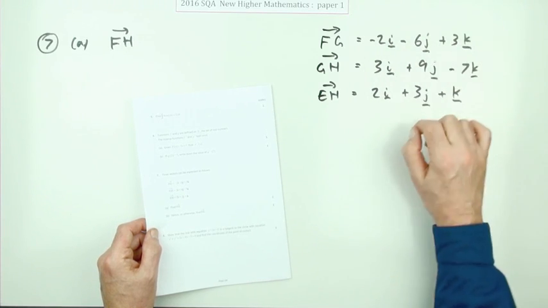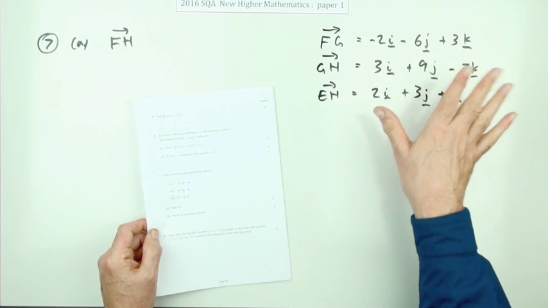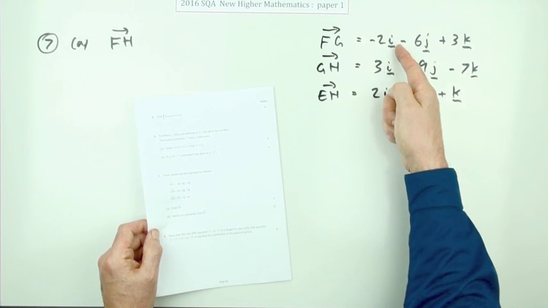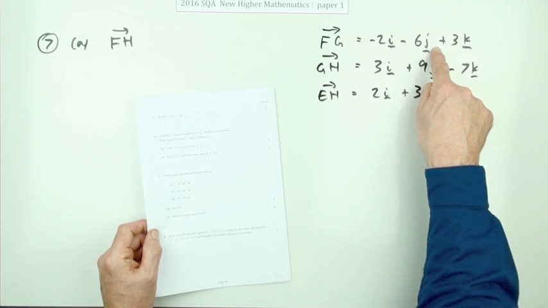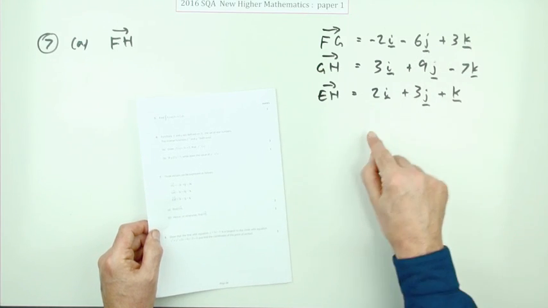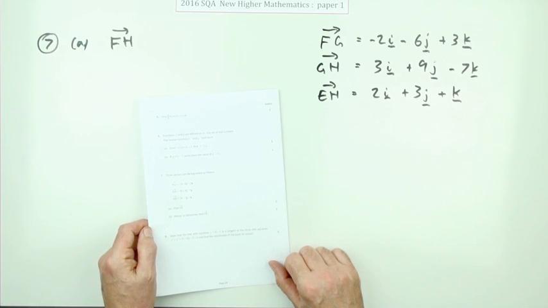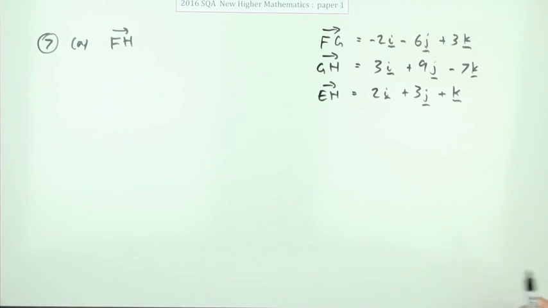It's always a pest to write these out, because then you have to put the little squiggles under them to show they're vectors, because they're actually moves. So that i is a move of 1 unit in the x direction, j is a move of 1 unit in the y direction, and k is a move of 1 unit up in the z direction. It says, find, for 2 marks, FH.